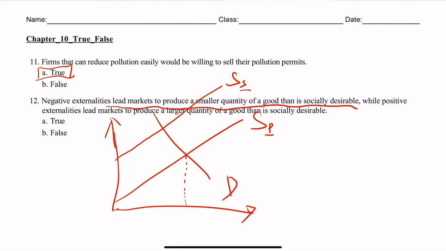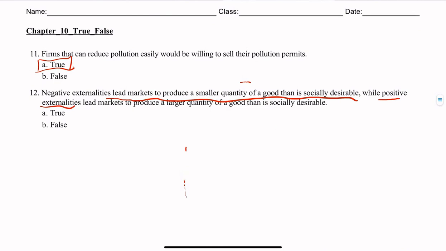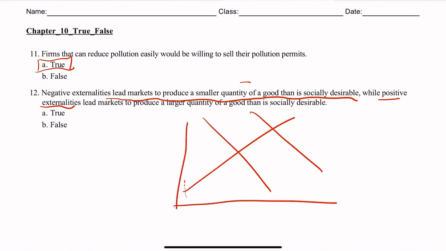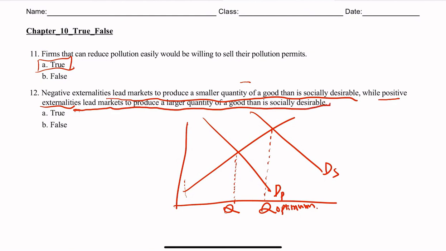Of course, you can do the same with the positive externality case. So in the positive externality case, this is the demand with private value. This is demand with social value. So you can see that social desirable quantity is on the right, and the private market generates a quantity which is smaller than this socially desirable optimal quantity, right? So basically you can see that the second half statement, lead markets to produce a larger quantity than is socially desirable, is not correct. So you should choose false here. Okay, that's for today's class.